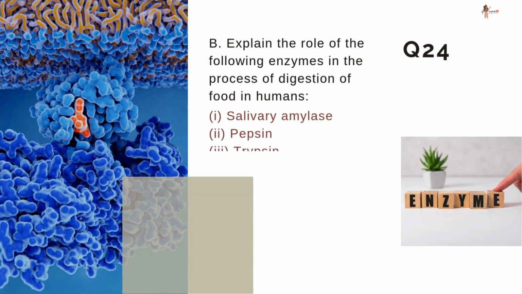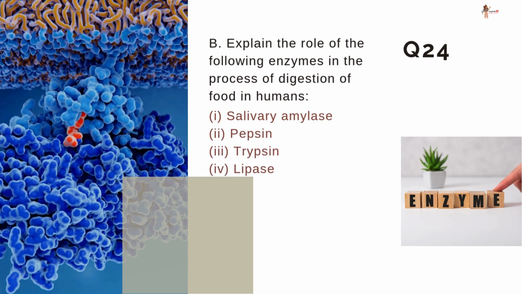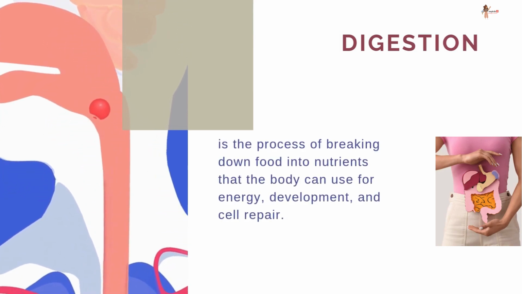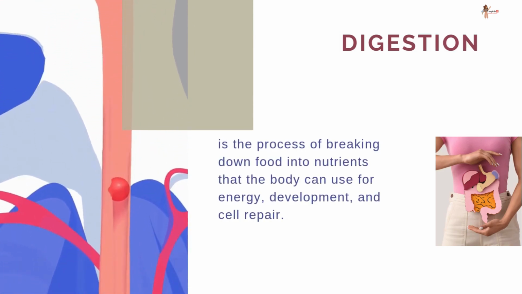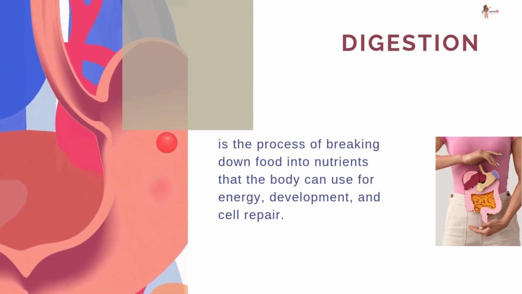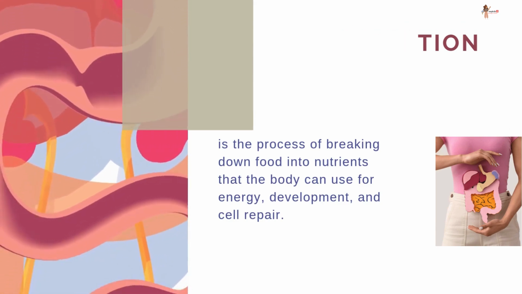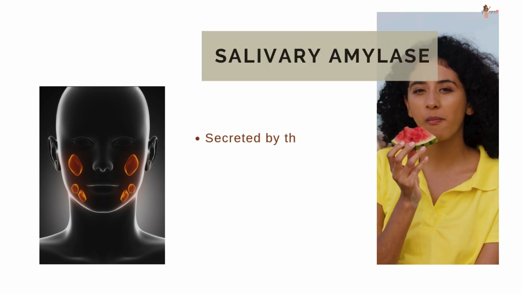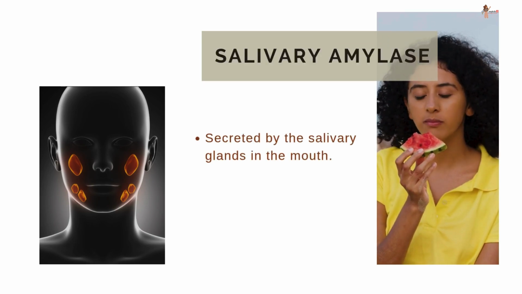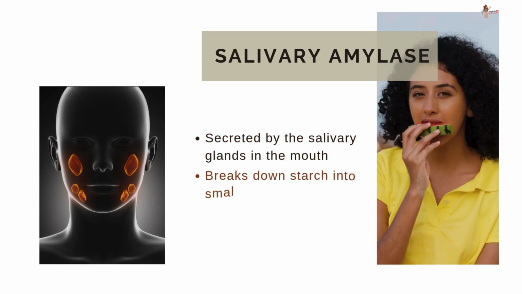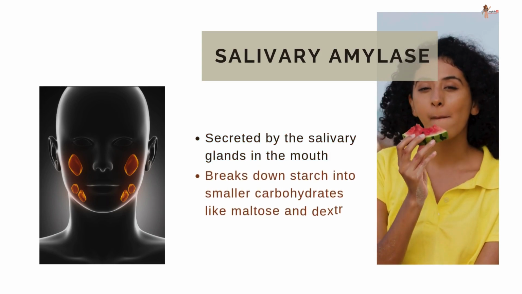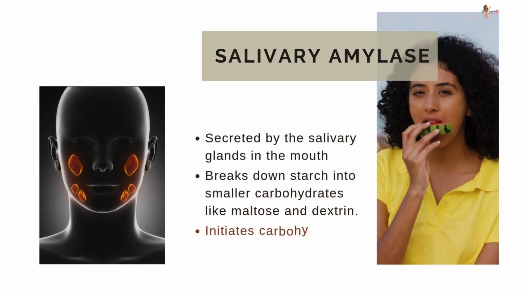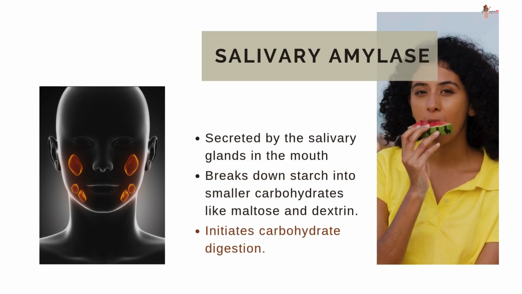Explain the role of following enzymes in the process of digestion of food in humans. Digestion is the process of breaking down food into nutrients that the body can use for energy, development, and cell repair. Salivary amylase. It is secreted by the salivary glands in the mouth and it breaks down starch into smaller carbohydrates like maltose and dextrin. It initiates carbohydrate digestion.